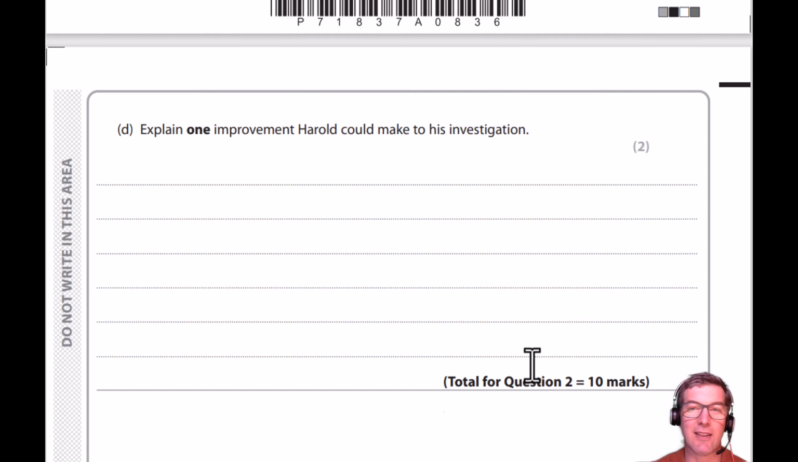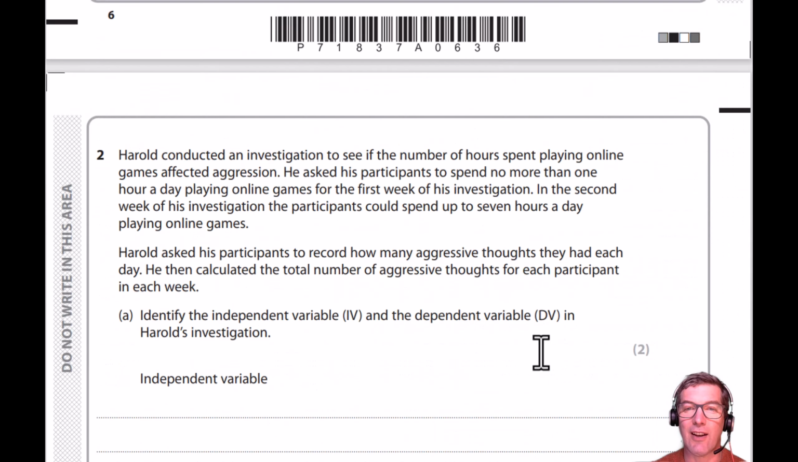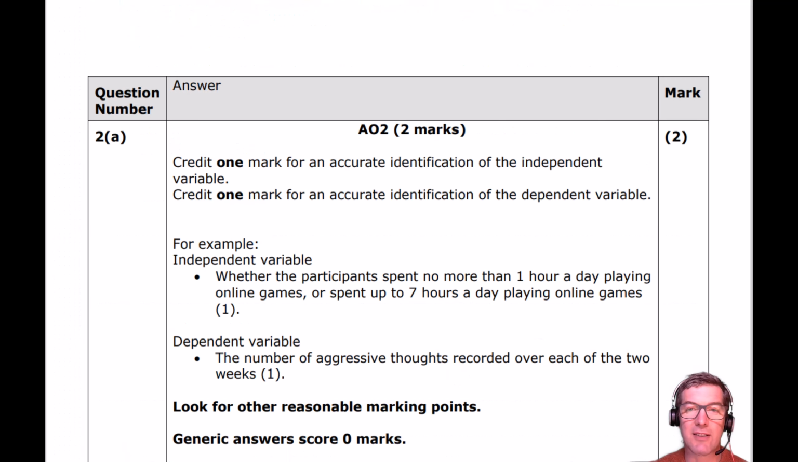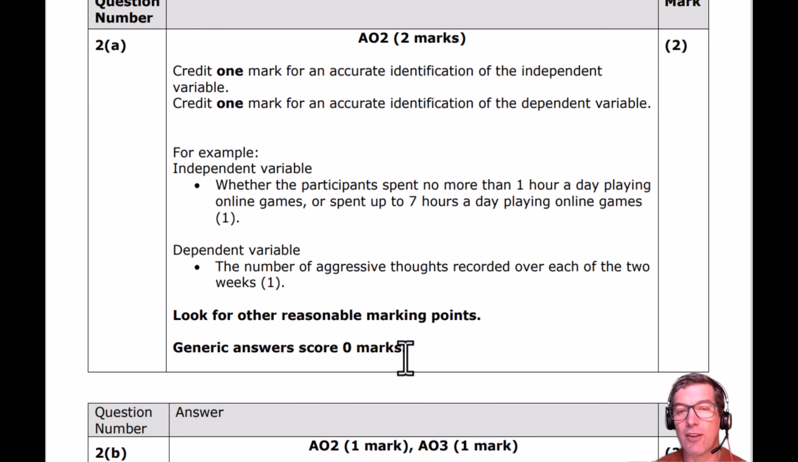Okay, so going back to that first question, identifying the variables. The mark scheme here shows us that they're both AO2 marks. And the key thing here is no marks for generic answers. You must identify these variables in the study and be specific about what they are.